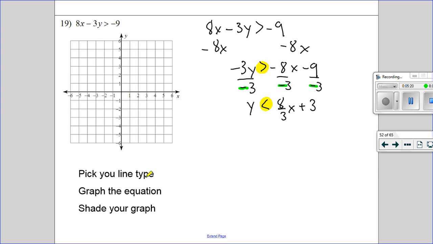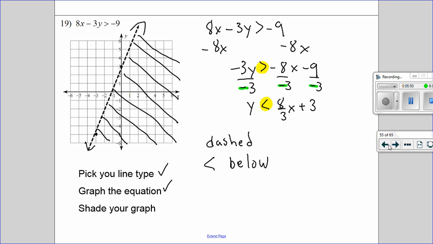Okay, and the line type we're going to pick is dash because we do not have an equal to sign. So then we graph that line and make sure we put dashes here. And our last step, we're going to shade the graph. Since it's less than again, we want to shade below.